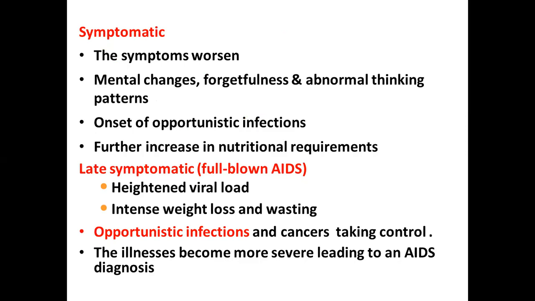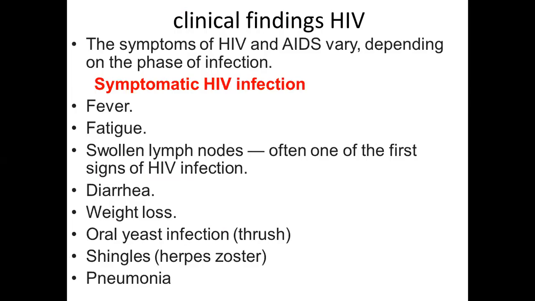In the late symptomatic condition, which is full-blown AIDS, you can tell from the viral load, and the patient has intense weight loss and wasting. As I explained to you, the AIDS patient is recognized either by a very low CD4 count or by the signs and symptoms of other opportunistic infections they are suffering from. So these are the general symptoms which develop: fever, fatigue, swollen lymph nodes, diarrhea, weight loss, oral yeast, shingles, and pneumonia.